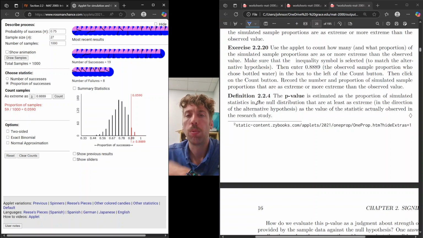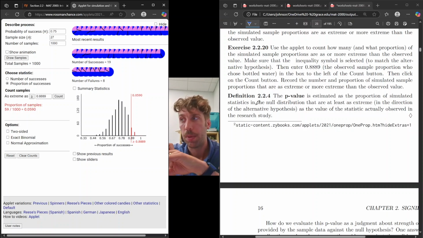Okay, so the p-value, which is different from p hat, is estimated as the proportion of simulated statistics in the null distribution that are at least as extreme in the direction of the alternative hypothesis as the value of the statistic actually observed in the research study. So remember our 3S strategy: statistic, simulate, strength of evidence. The p hat was in step 1, statistic. Then we simulated, and then the strength of evidence is a p-value.